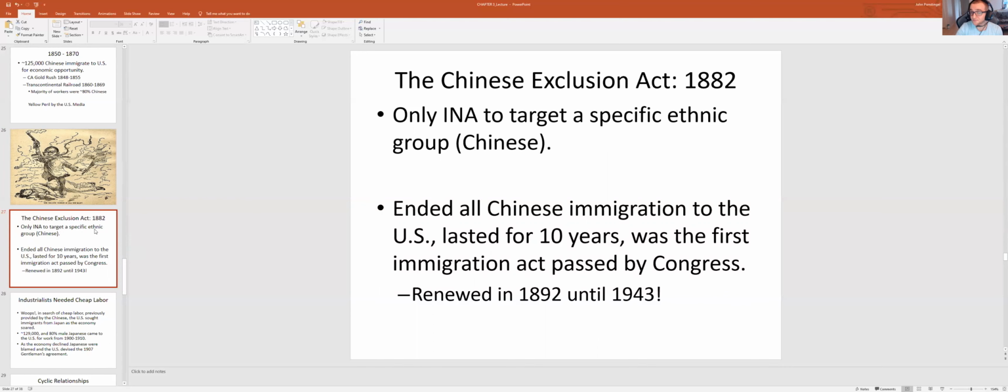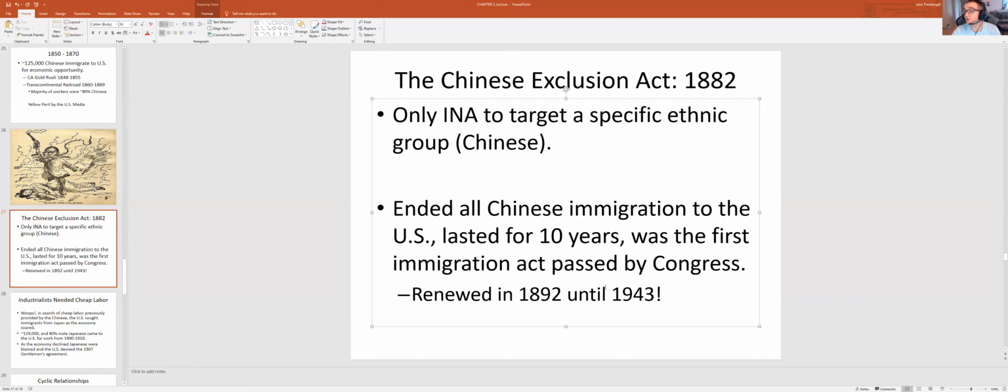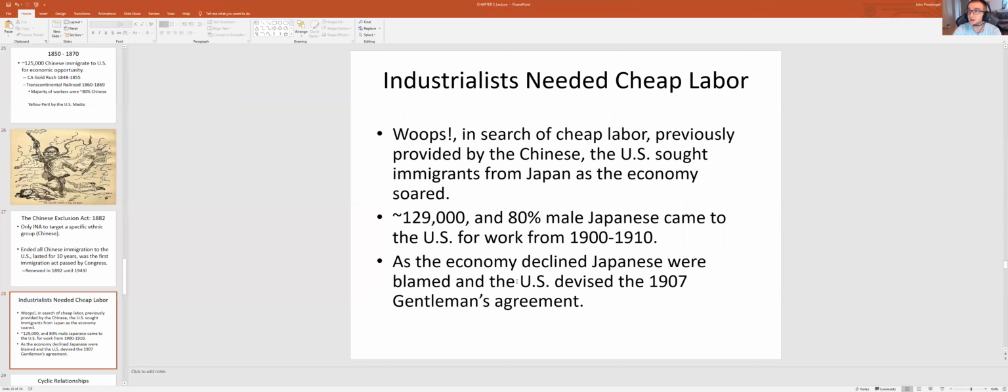Although it was drafted in 1882, it was renewed in 1892, and renewed every 10 years until 1943. If we look from a historical perspective, the Chinese have not constituted a major part of the US population until 1965, right? And you might say, well, what happened in 1965? Different immigration policies that allowed for such a diverse mix of people to come to the US and to what we see today.